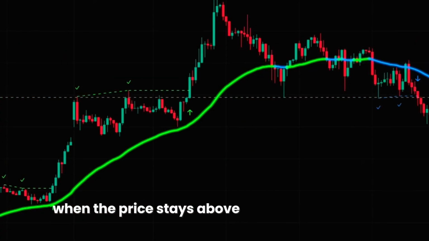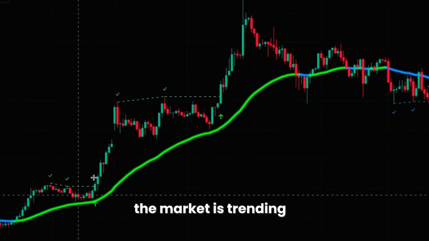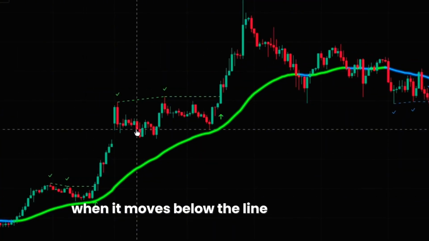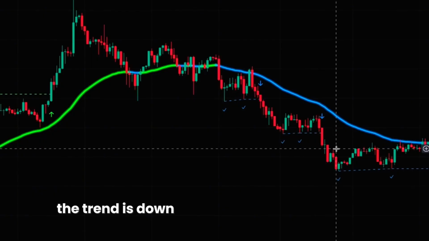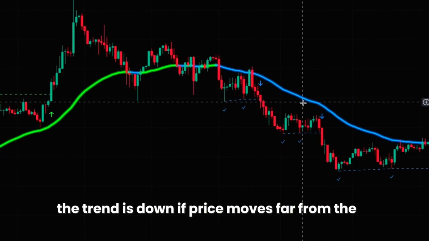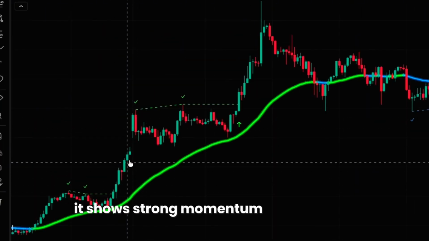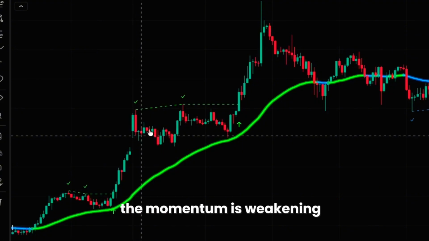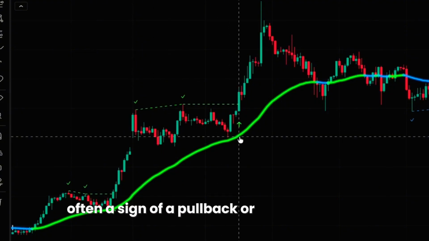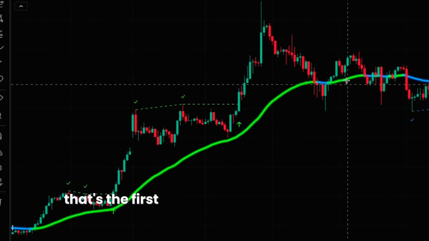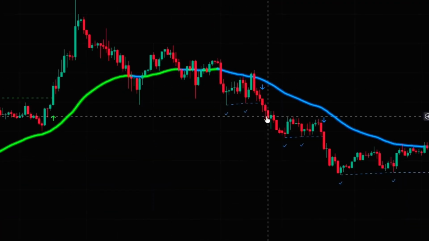When the price stays above the line and it's green, the market is trending up. When it moves below the line and turns blue, the trend is down. If price moves far from the line, it shows strong momentum. If it pulls closer, the momentum is weakening, often a sign of a pullback or possible reversal. That's the first part. The second is the breakout signals.